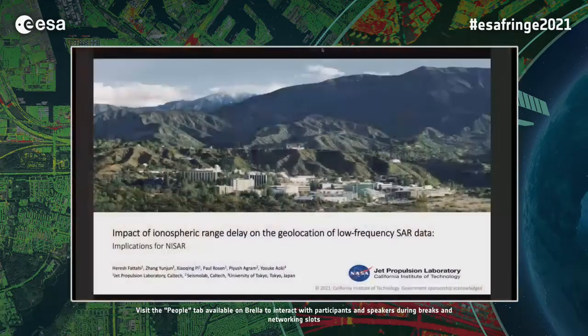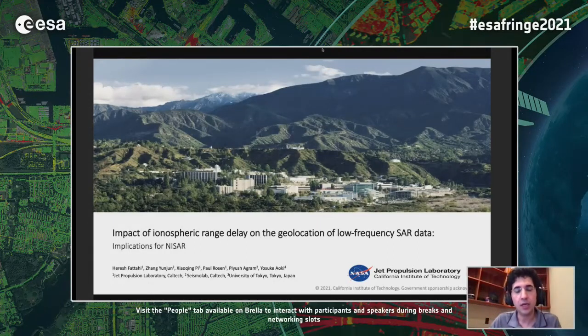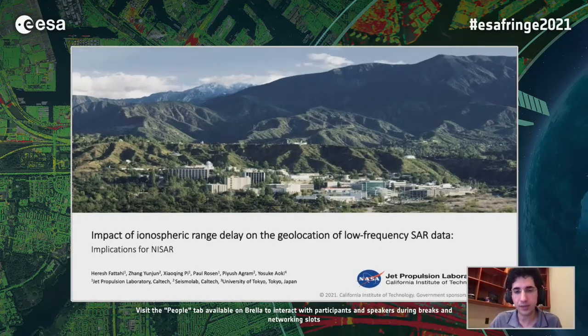Go on. All right. Hello, everyone. I'm going to talk about a topic very similar to the previous presentation. But I believe the geolocation for low frequency SAR is going to be a little bit more difficult. And the main reason really is going to be the ionosphere. I would like to thank my colleagues, especially Yunjun Zhang and Xiaoqing Pi, who have done a lot on this project.